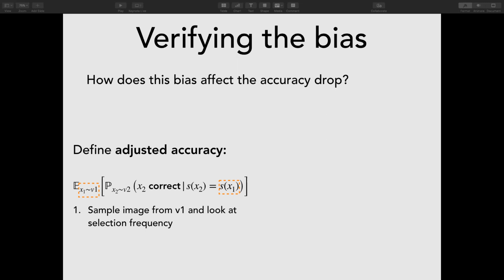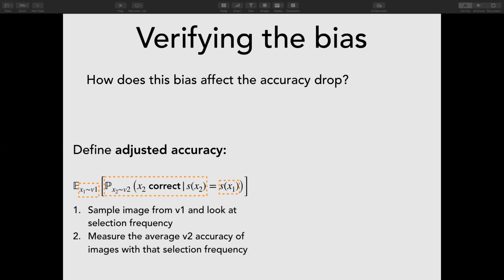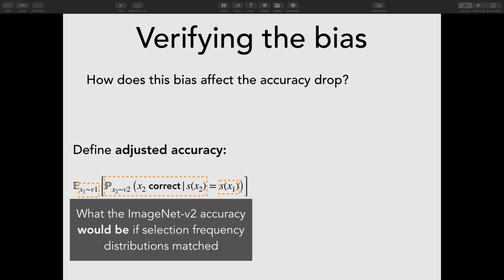ImageNet-v2 images, all the images from this replication study that have the same true selection frequency. And we're going to look at the average accuracy on those images. So you can think of this as some kind of combination of the two graphs on the previous slide, where we sample V2 images, but according to the selection frequencies of V1. And then we measure accuracy like that. So what this should measure is essentially what the ImageNet-v2 accuracy would be if the selection frequency distributions exactly matched. So if I sampled ImageNet-v2 according to the selection frequency of ImageNet-v1.